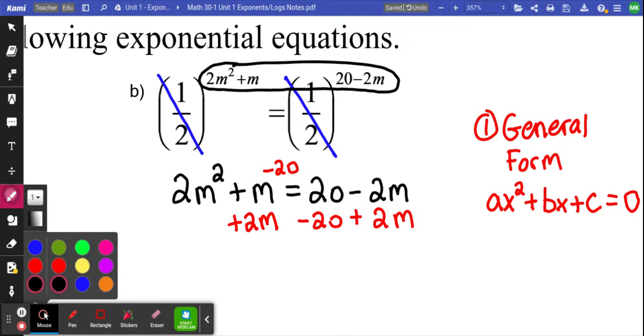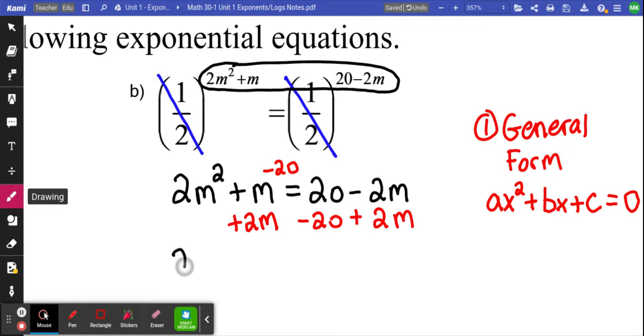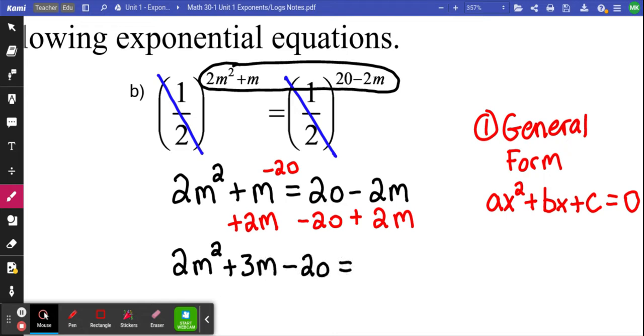That gives me, on the left-hand side, 2m squared plus 3m minus 20 equals 0. Right, the right-hand side, everything canceled out. That didn't look like too much magic. All right.